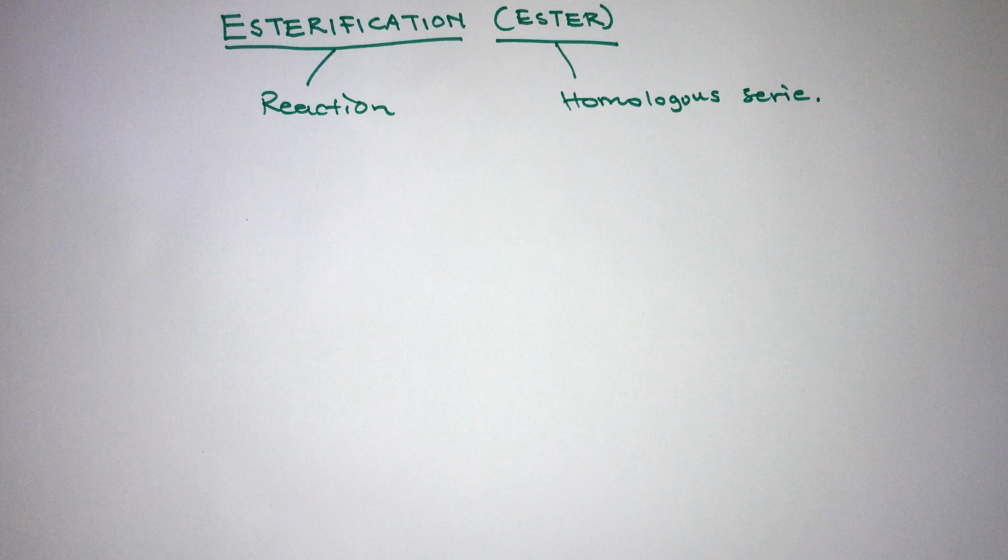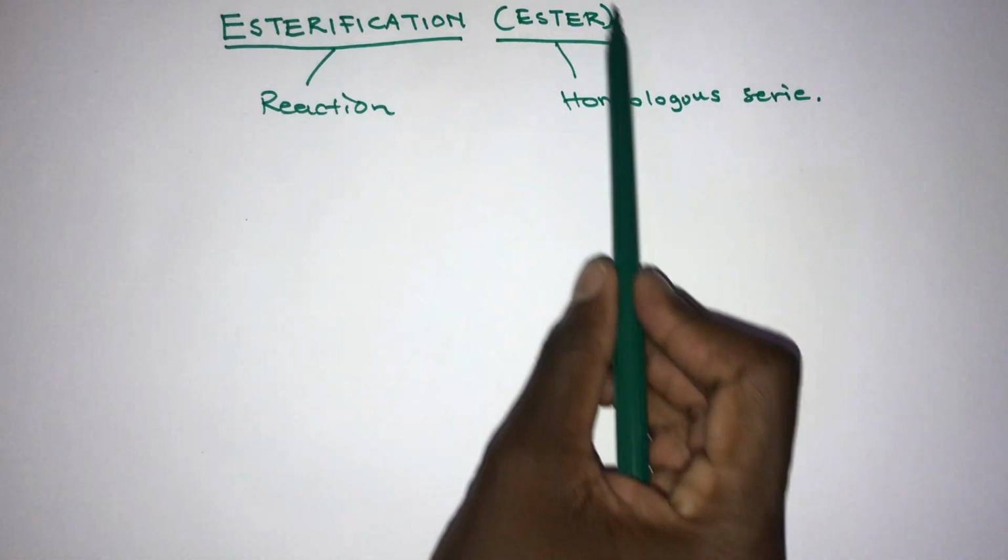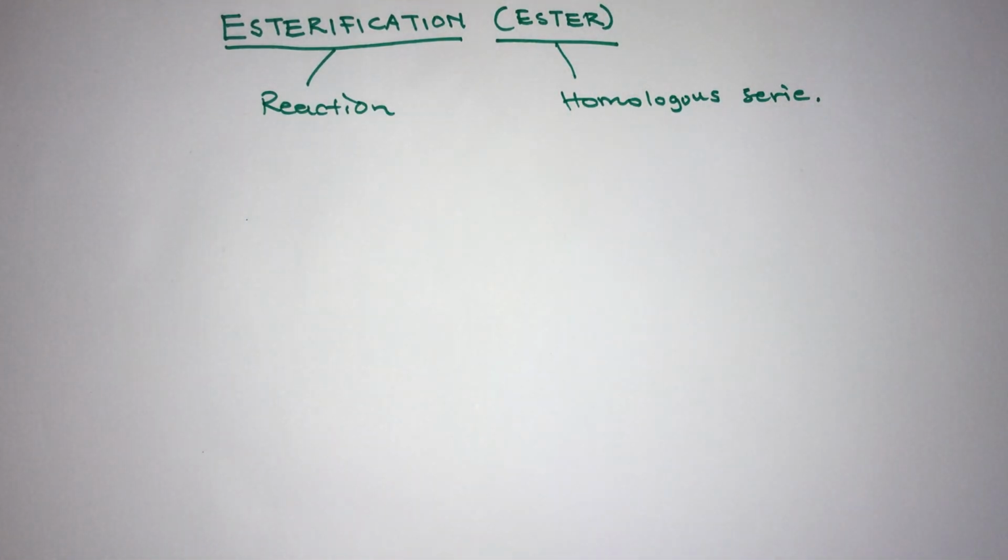Now, for us to have an ester, first we must have alcohol reacting with the carboxylic acid, or the alcohol reacting with the acid. The product is ester plus water. So why are we having water? Because there is sulfuric acid as a catalyst, for example, or the reaction condition.